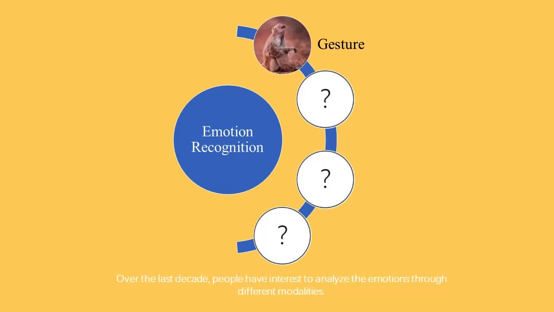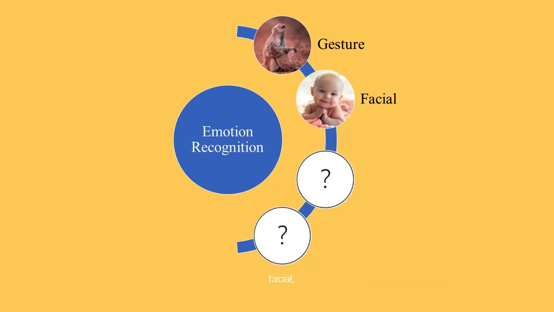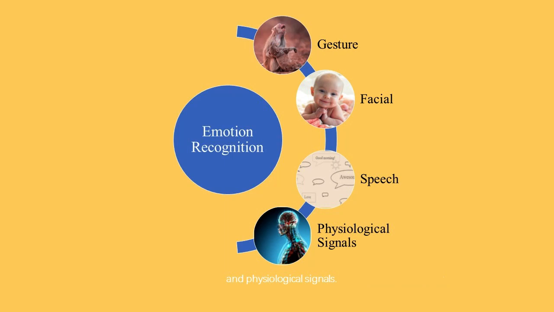Over the last decade, people have interest to analyze the emotions through different modalities. Numerous methods of emotion recognition are considered in the previous literatures, such as based on gestures, facial, speech, and physiological signals. Physiological signals are generated by the body during the functioning of various physiological systems. These signals are acquired and processed to find out the state of the functioning of these physiological systems. The emotional states can be revealed by physiological signals through the changes of physiological responses.